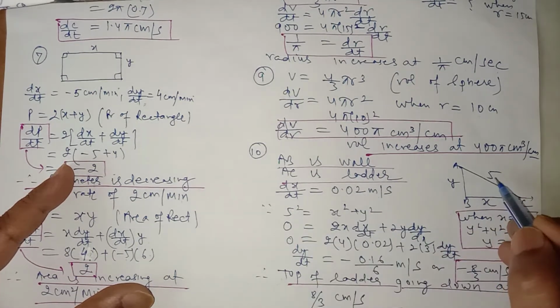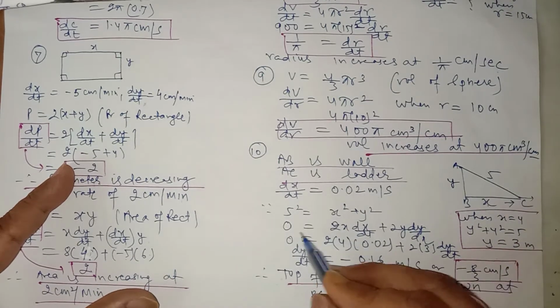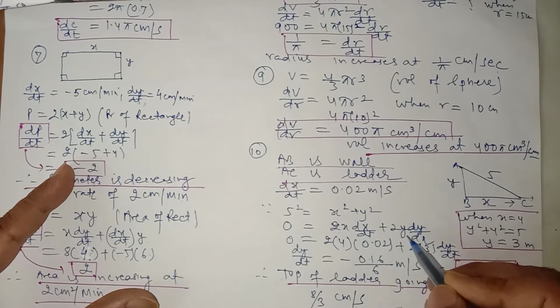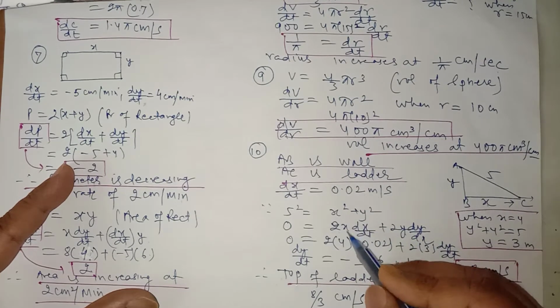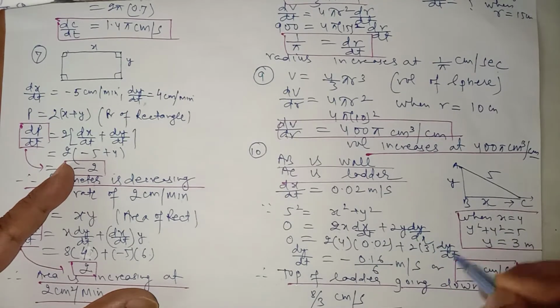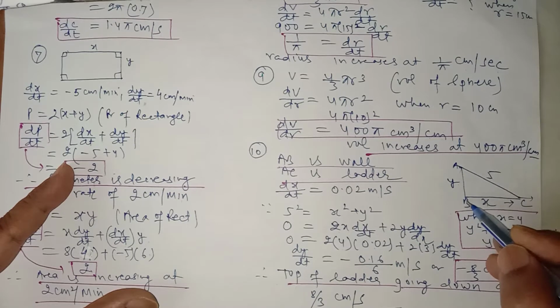Now we know that 5 square is equal to y square plus x square. Pythagoras you have to use. Differentiate both sides with respect to time. 0 equals 2x dx upon dt plus 2y dy upon dt. We know the value of x. We know the value of dx upon dt. We have to find the value of dy upon dt, by how much rate the top of the ladder is moving down.